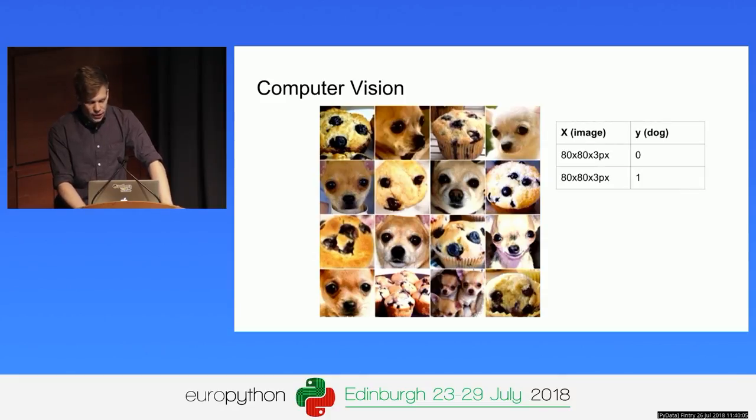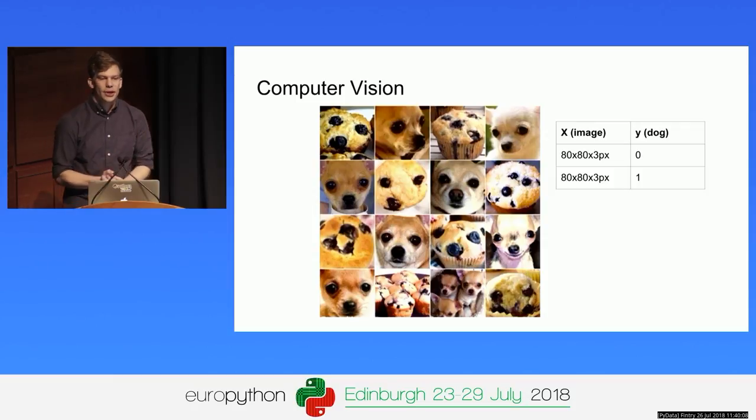Yeah, but how would you use this in a model, right? How did they do it? Well, it's like different classes. In this case, is it a dog or is it not a dog? 0 or 1, 1 is a dog.